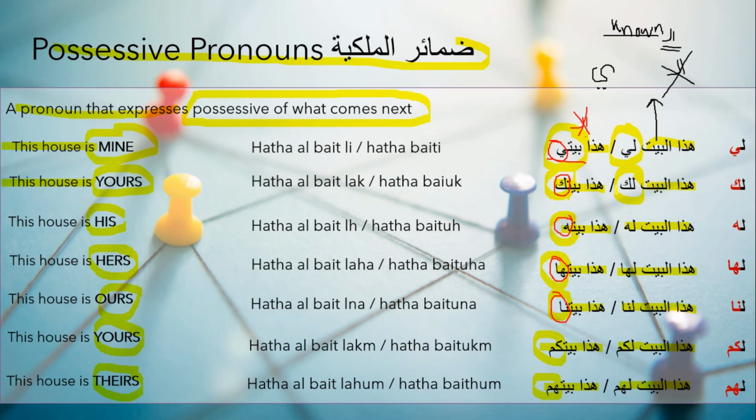Here, possessive pronouns, the only thing that I want you to understand from this slide is that I can connect the last letter, which is in red, ya, kaf, ha. These letters in red, I can connect them to the object to express exactly to whom this house or whatever belongs.